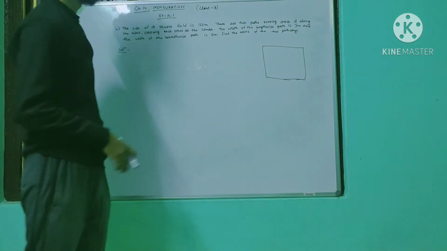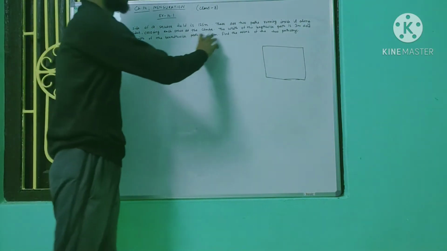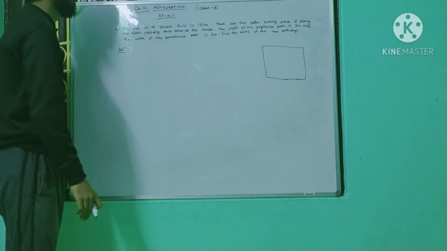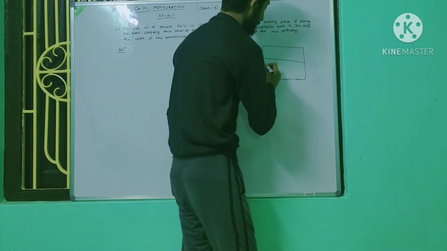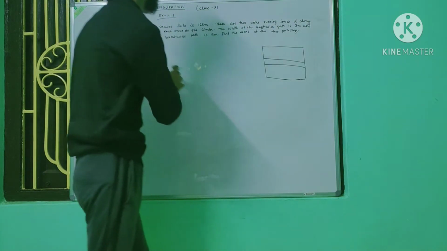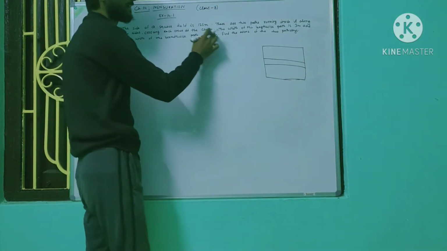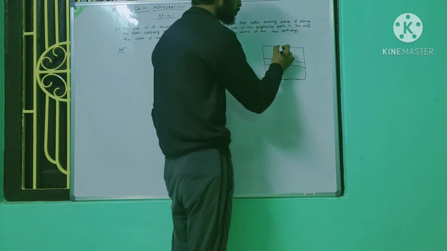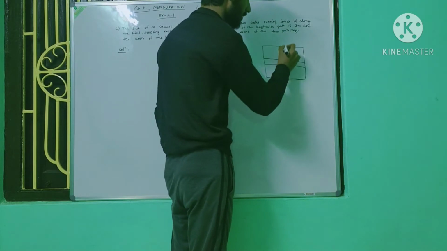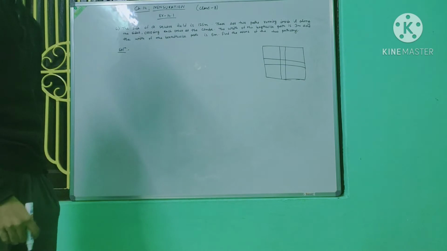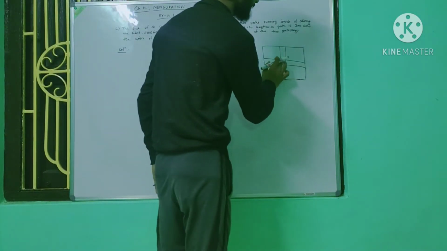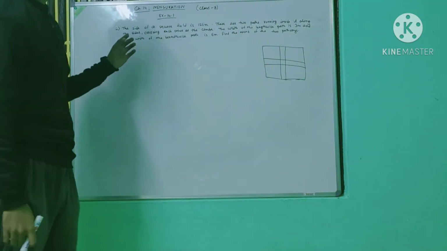Now over here you can see there are two paths running inside it along the sides. That means we can draw a path over here, and what it says, crossing each other at the center. Suppose it is the center, so they are crossing each other. Okay? And this is the center point. Now, what we have to find out?